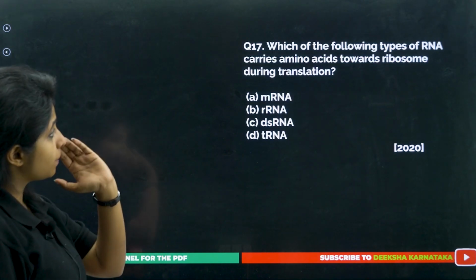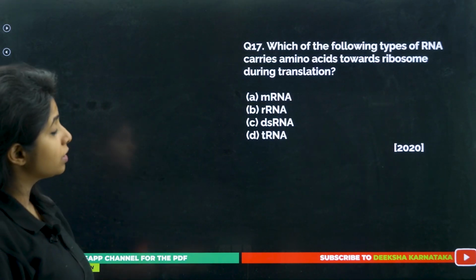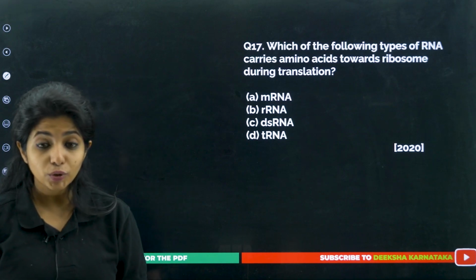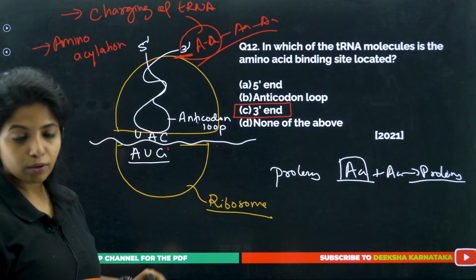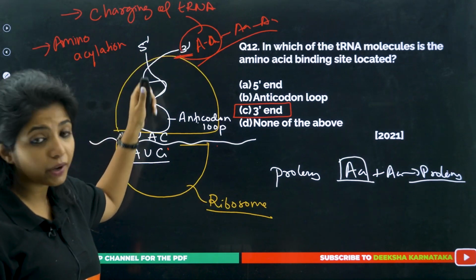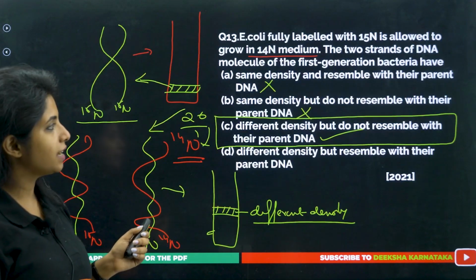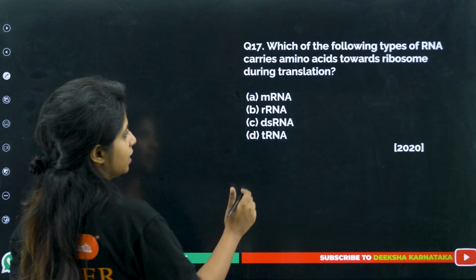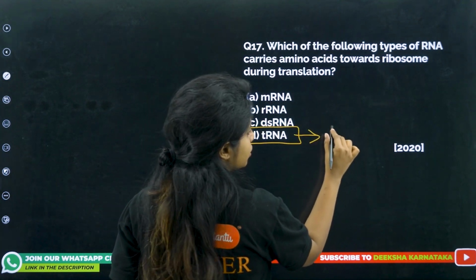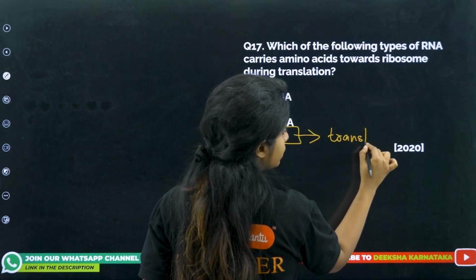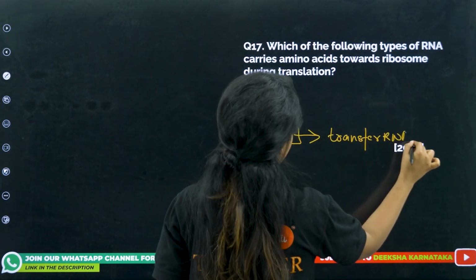Question 17. Which of the following types of RNA carries amino acids towards ribosome during translation? I told you what is translation. This is translation, my dear children. What is this strand which is carrying the amino acid? What do you call this type of RNA? You call this tRNA. tRNA stands for transfer RNA.